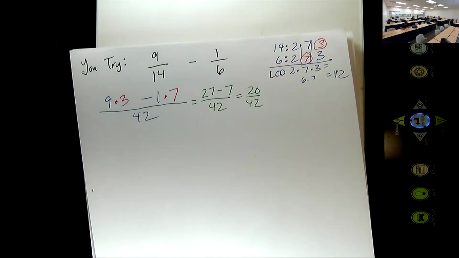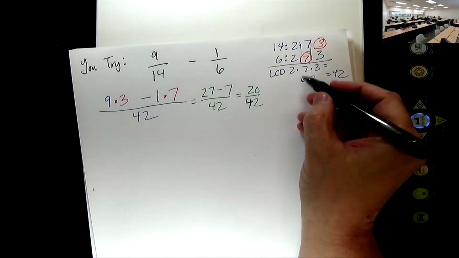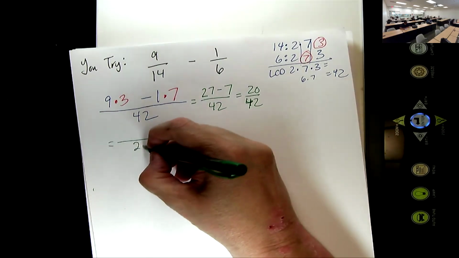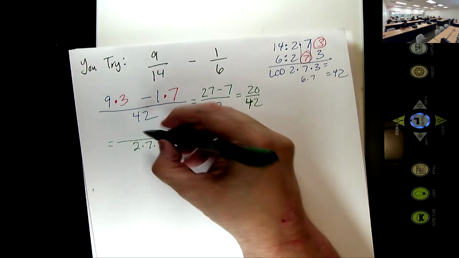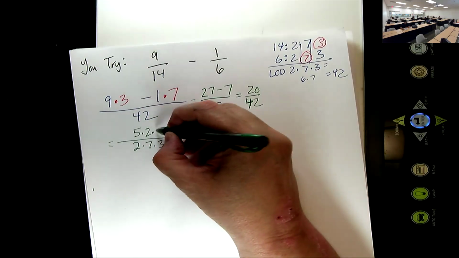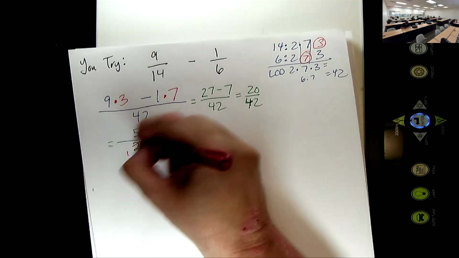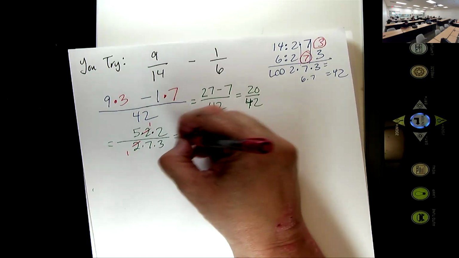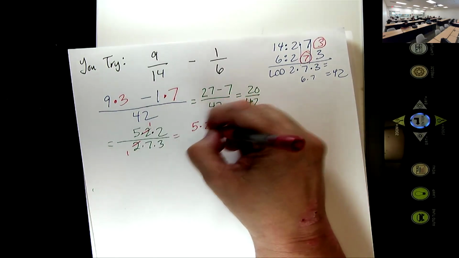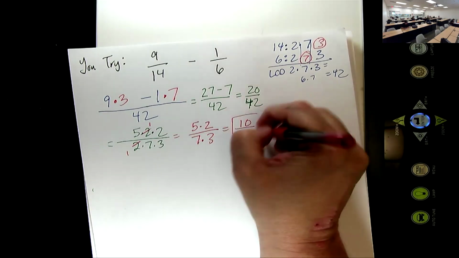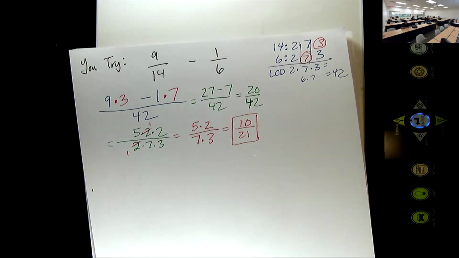Did anyone go further? Good. You're supposed to go further. These are both even numbers. So 42, we already saw is 2 times 7 times 3. 20 is 5 times 4, which is 5 times 2 times 2. And we can cancel a single 2 on top and bottom. We're left with 5 times 2 on top, 7 times 3 on bottom, or 10 over 21. If you got to the 10 over 21, good job.